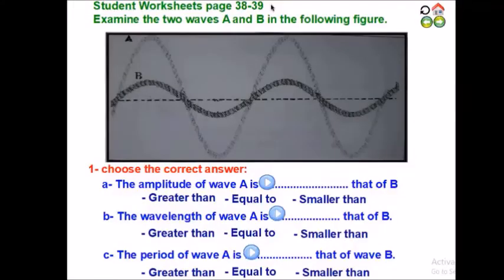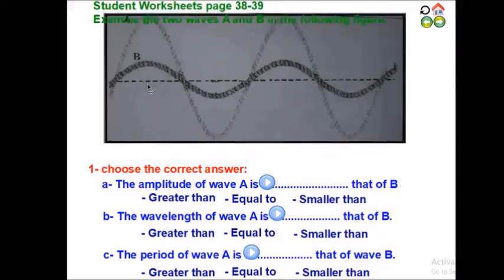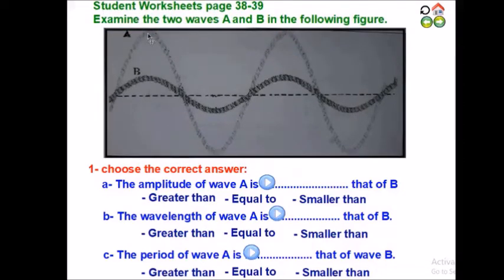Now go back to the student worksheets to pages 38 and 39 and examine the two waves A and B in the figure. If we look at their amplitude, is the amplitude of wave A greater than, equal to, or smaller than that of wave B? Look carefully at the amplitude and decide. So the amplitude of wave A is actually greater than that of wave B.